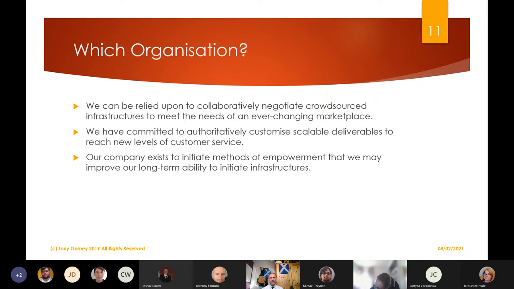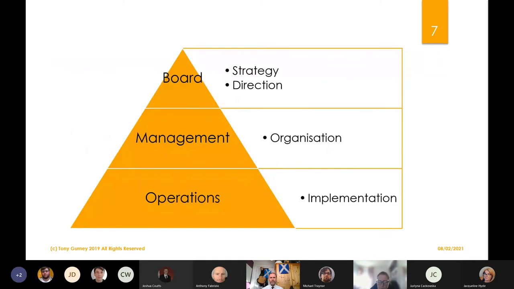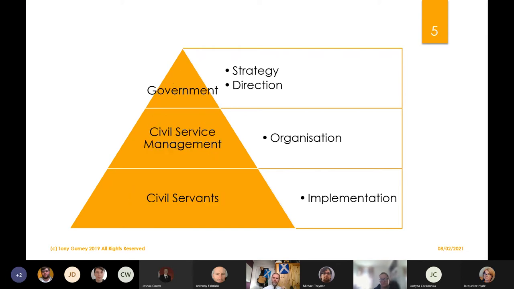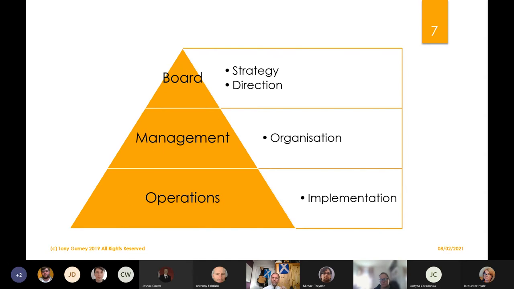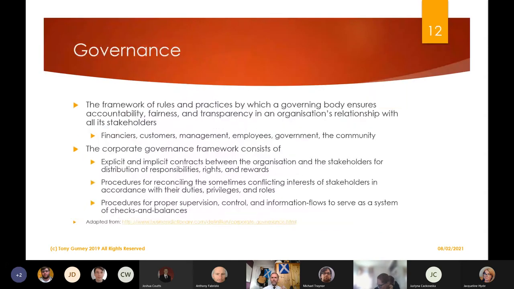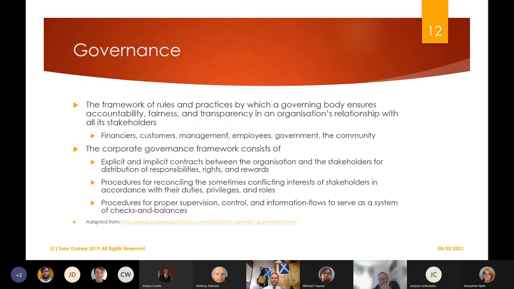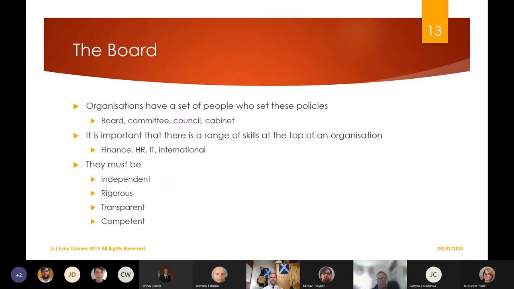Now, like I said, that setup comes from the top. So you have your governance pyramid there. And it comes from the board or the IJB or the government or whatever it is you're actually setting up. But we'll just call it the board for simplicity. It's up to the board to have people who set these kinds of policies.